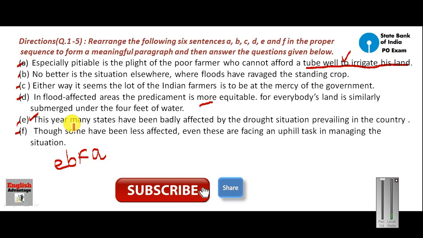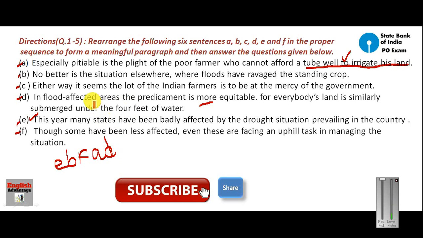And after this, like I just said, in flood affected areas, the predicament is more equitable, for everybody's land is similarly submerged. In the previous sentence, we were talking about the drought situation. Here we are talking about the predicament, meaning the problem, of the flood affected area. So this should be the next sentence, D.